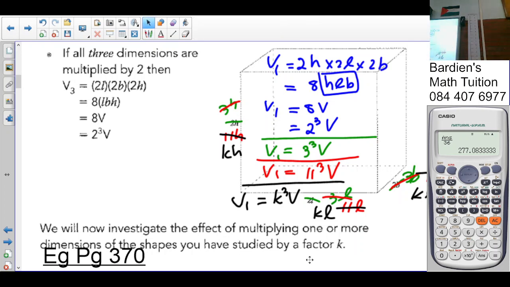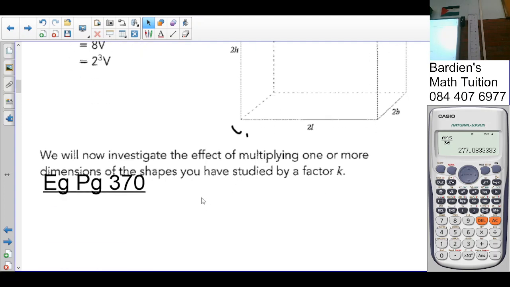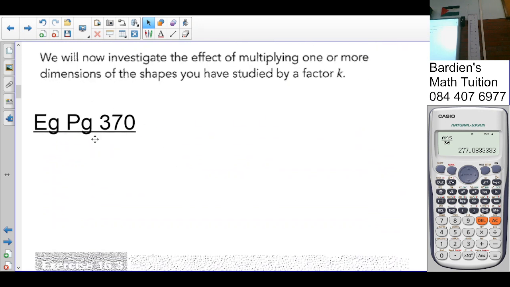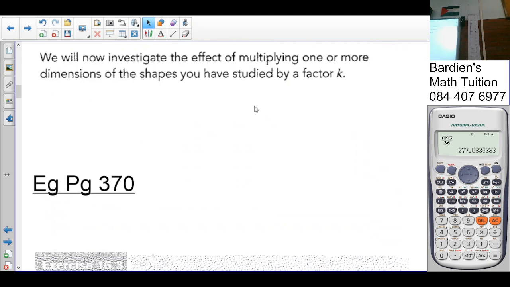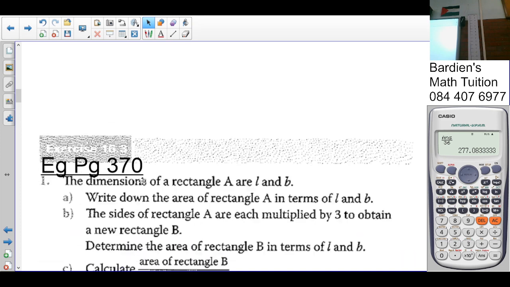Right, you guys understand? Right. So we are reading, if all 3 dimensions are multiplied by 2, then the third volume, V3, is going to be 2 cubed V. We will now investigate the effect of multiplying one or more dimensions of shapes you have studied by factor k.